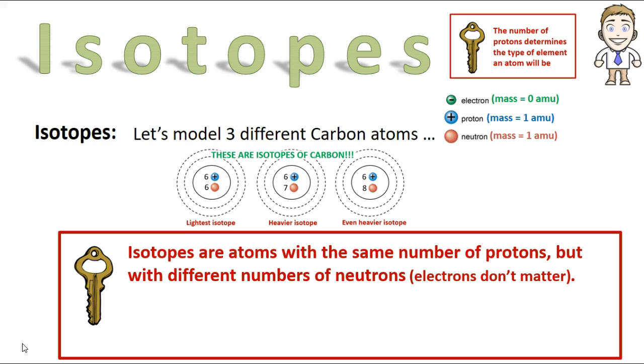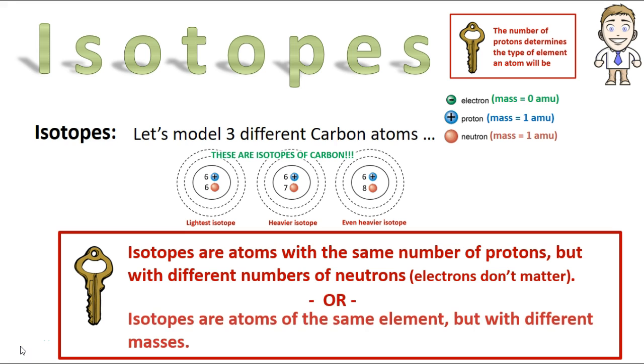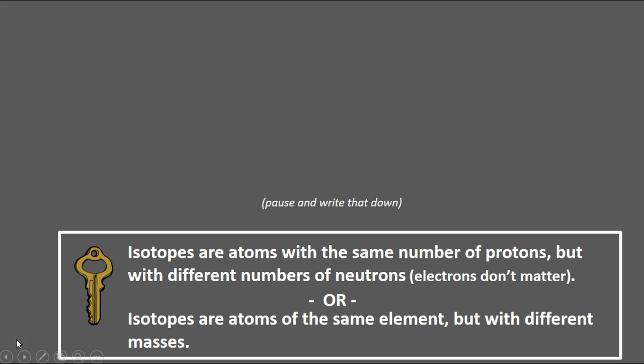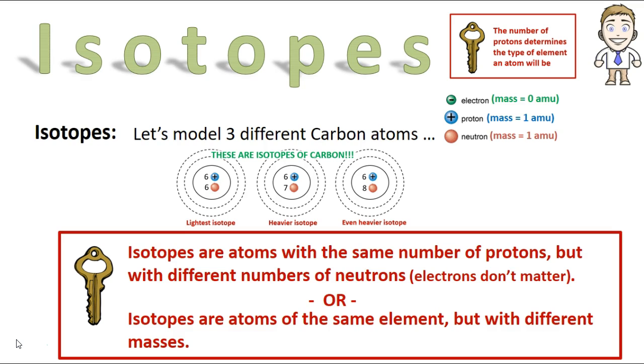Isotopes are atoms with the same number of protons, like these 3 all had 6 protons, but with different numbers of neutrons, keeping in mind that the electrons didn't matter or affect this at all. Another way to define or think about isotopes is that they are atoms of the same element. These all had 6 protons, which makes them all carbon, but what was different was the different masses, making our final key idea for this video the definition of isotopes.